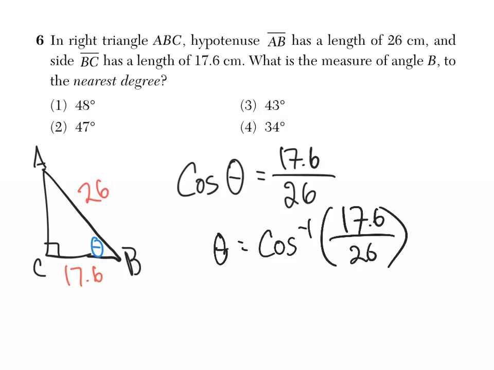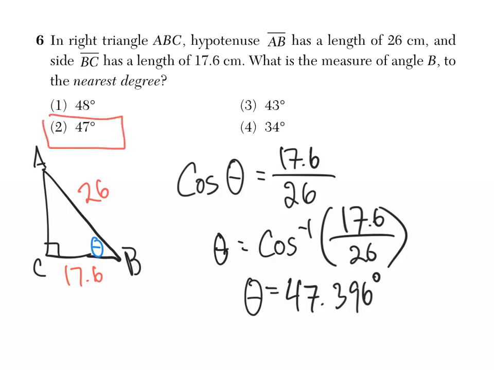And when you pop that into your calculator, this unknown angle is going to be 47.396 degrees. And because this is saying that we need to determine what it is to the nearest degree, don't be fooled. The nearest degree is 47, not 48. So option number 2 is the correct answer.